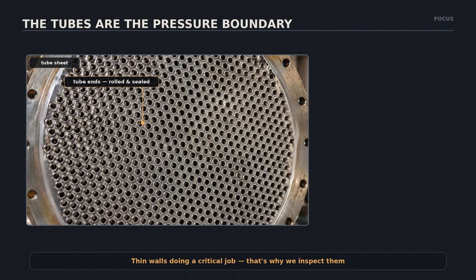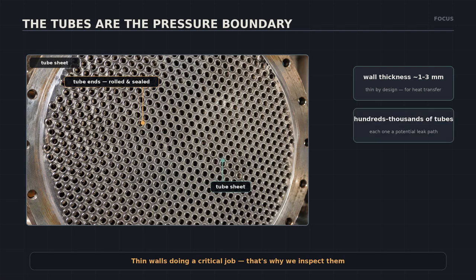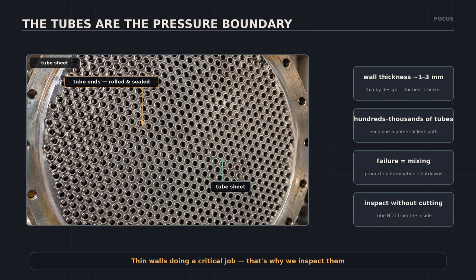Zoom into the tube sheet and you see the real story: hundreds of expanded tube ends, each rolled and sealed into the plate. The tube walls are thin, 1 to 3 millimeters, because thin walls transfer heat best. But that also makes them the weak point. A single failed tube means fluids mix, contamination, corrosion downstream, unplanned shutdown.